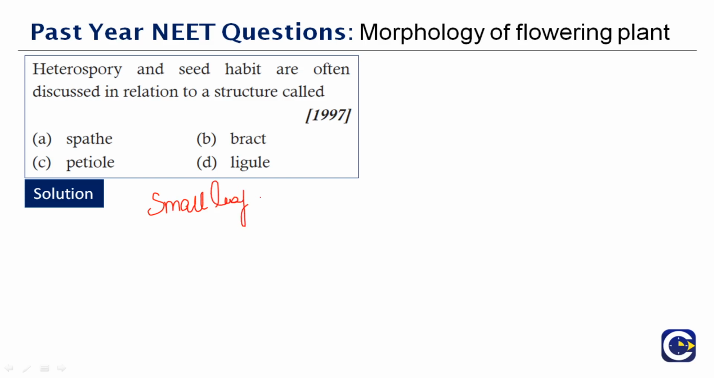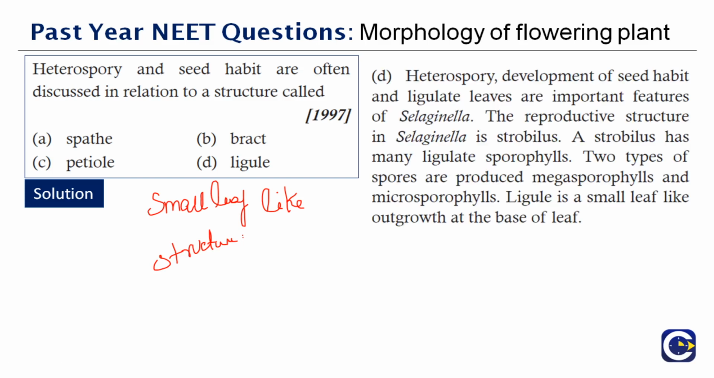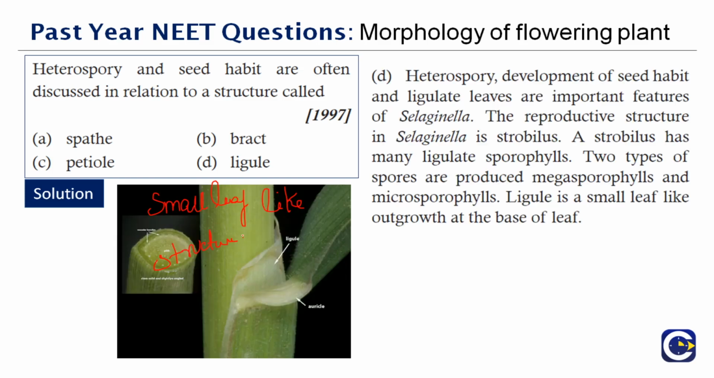So the ligule, if you see, is nothing but a small leaf-like structure, or you can say it's an outgrowth that is seen at the base of the leaf. I will show you a picture of how it looks. So can you see this part? This is the ligule. Therefore, the right answer to this question is option D, ligule.